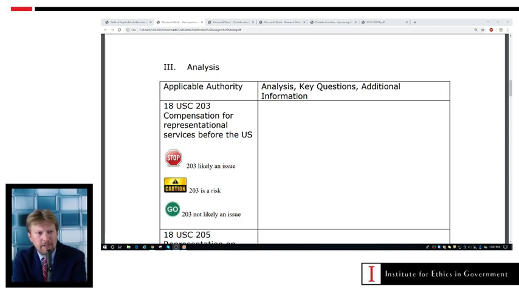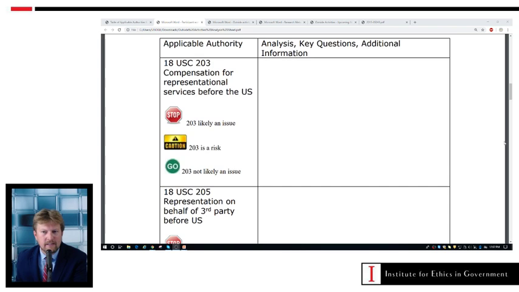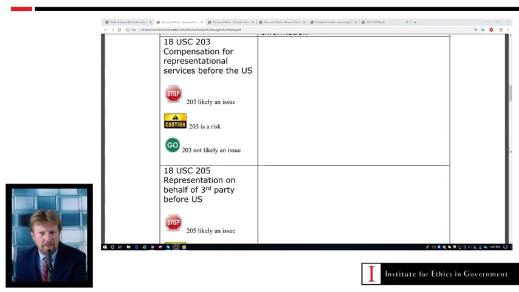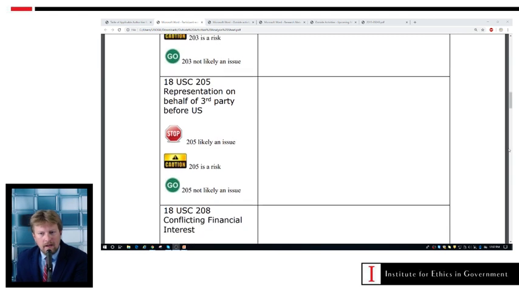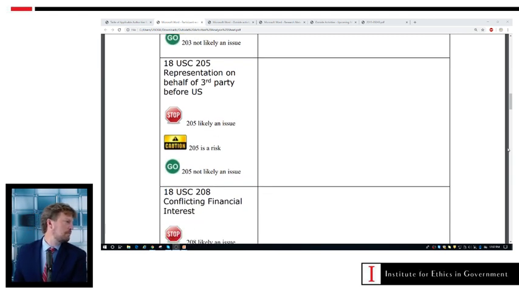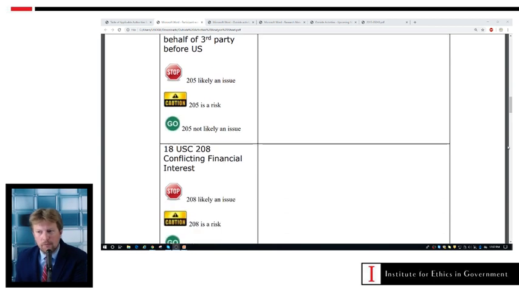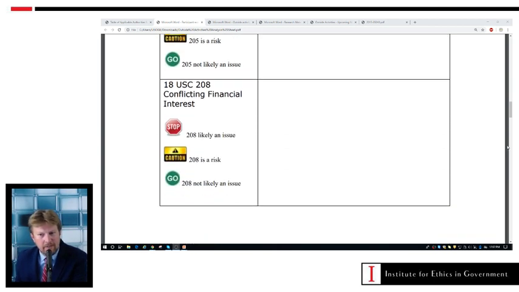You may need to get some more information from the employee, and if that's the case, we want you to note that here. So we're not suggesting that the documents that we provided to you are sufficient to answer all of the questions definitively, but they may show you areas where you need some additional information. So we've provided you in this document places to consider each of the applicable authorities, and we would encourage you to go through those authorities one at a time, indicating whether something is likely to be an issue, is a risk, or is definitely not going to be a problem.